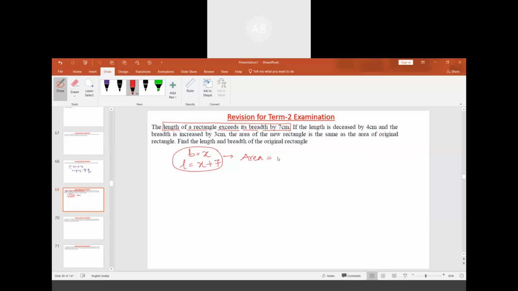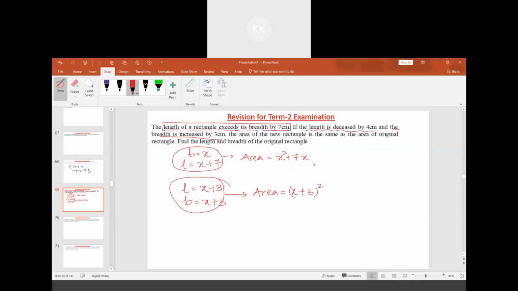Area is length into breadth. X square plus 7x, sir. Okay, sir. Now the length is decreased by 4, so x becomes x minus 4... no, the breadth is increased by 3, so it becomes x plus 3. Length is also increased by 3, means x plus 3 whole square. This is for the new rectangle, isn't it? Yes, sir. Area will be equal to x plus 3 whole square.